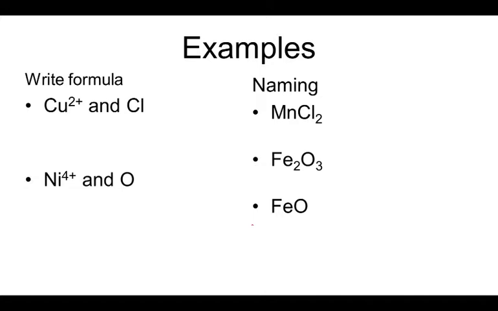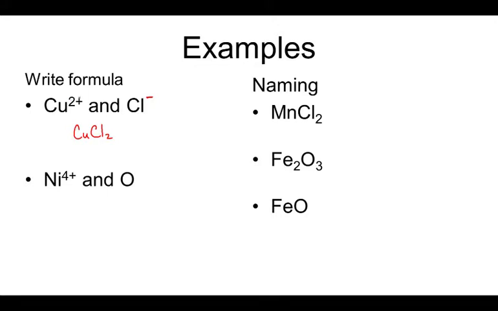Alright, so we're going to write some formulas. You've got copper and chlorine. Notice how, because it's transition metal, I had to tell you what the charge is. Okay, so copper in this case has a charge of 2 plus. Our chlorine is just a halogen, just like it's always been. It's a -1 charge because it's group 7A. And so we need 2 chlorines to balance out the 1 copper. Okay, so we'll say CuCl2.